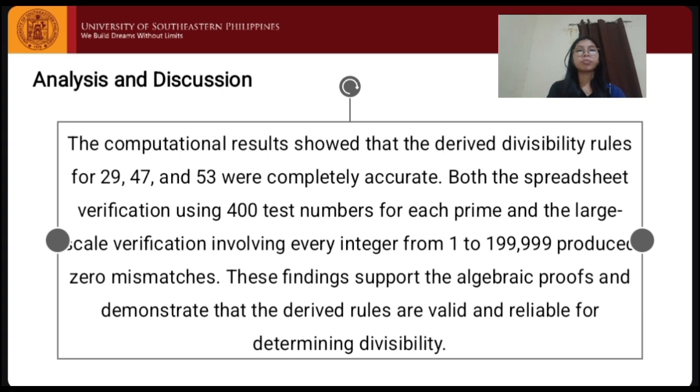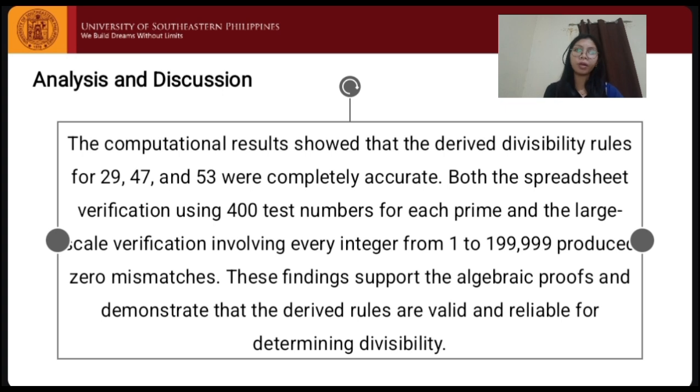And now let's move to analysis and discussion. These results strongly support both our algebraic proof and computational verification. One interesting observation is that some rules use addition while others use subtraction. This is determined by whether the inverse of 10 or its complement is the smaller multiple.